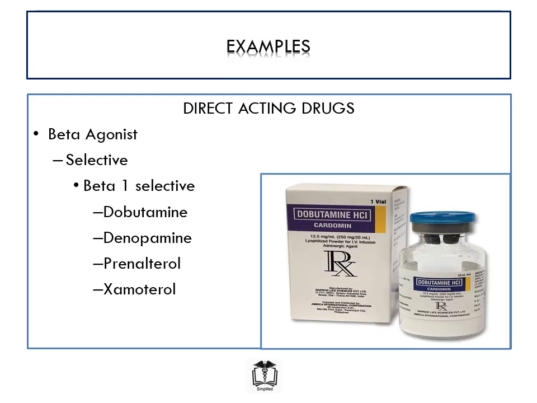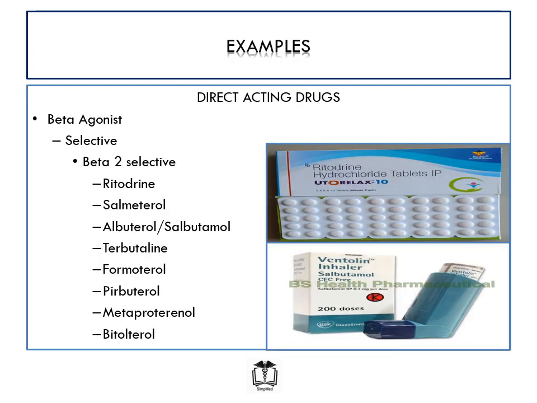Selective beta agonists are also subclassified as beta 1 selective, beta 2 selective, and beta 3 selective drugs. For beta 1 selective drugs, we have drugs like dobutamine, denopamine, prenalterol, and salmeterol. These drugs act exclusively at the heart. Remember that the heart contains largely beta 1 receptors.